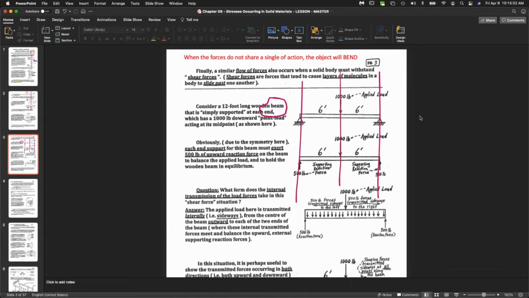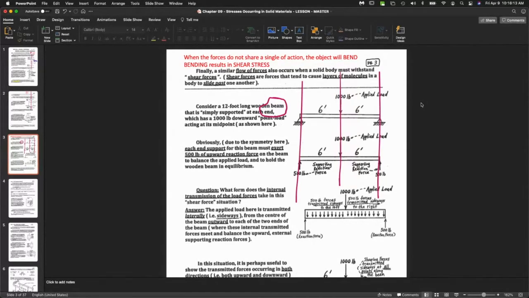So this is the third type of situation. We have something called tension, we have something called compression, and then in this case, when you have bending, bending will result in the shearing of the material. So now you have the summary of the three types of stress. You have tension, which will result in tensile stress. You have compression, which results in compressive stress. And you have shearing, which is what's going to happen here.